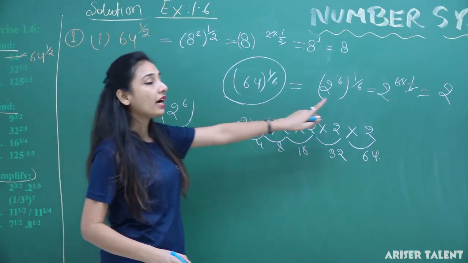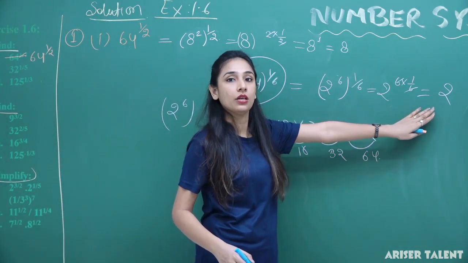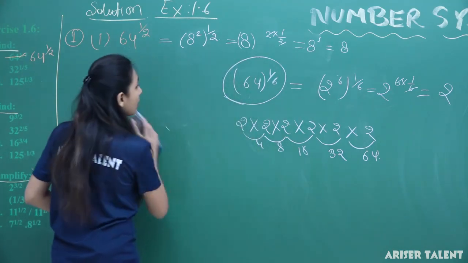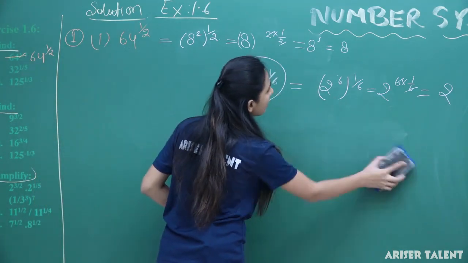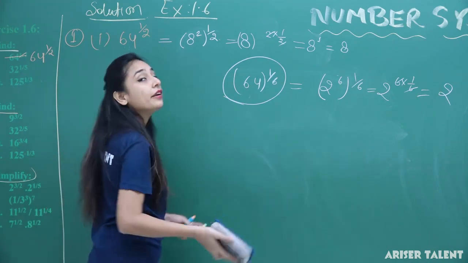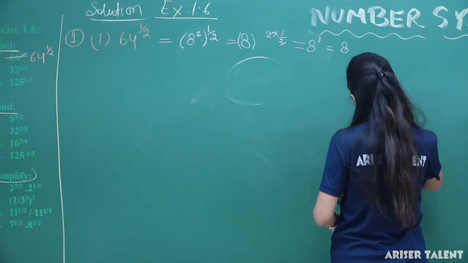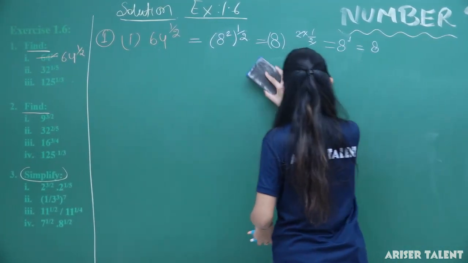It was looking terrible, but the answer was very simple. So don't think about how large this number is or how complicated it looks. Try to apply some properties to it. So this was a mere example.